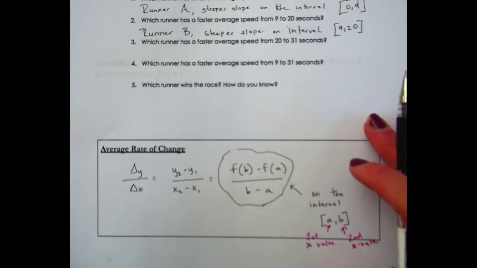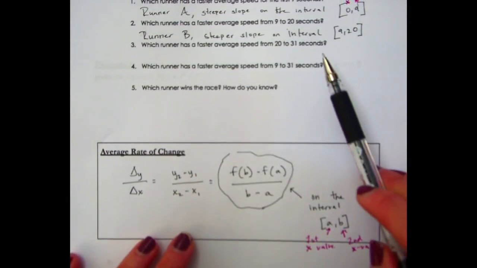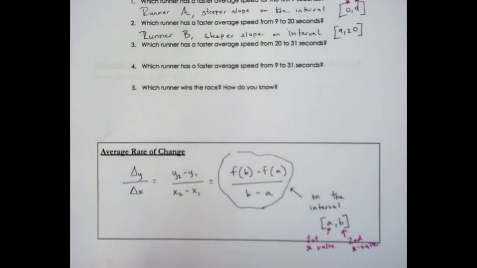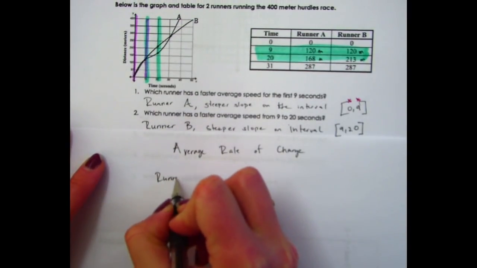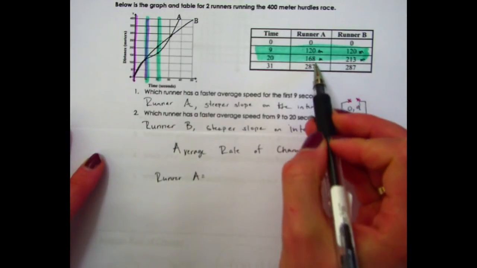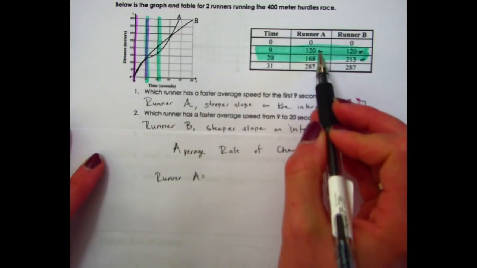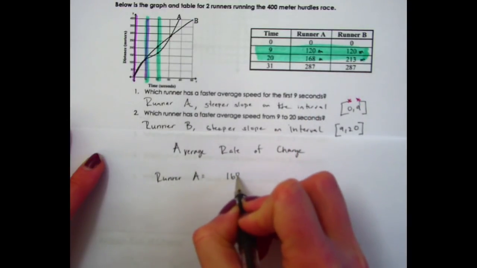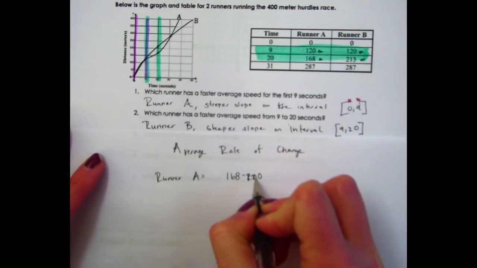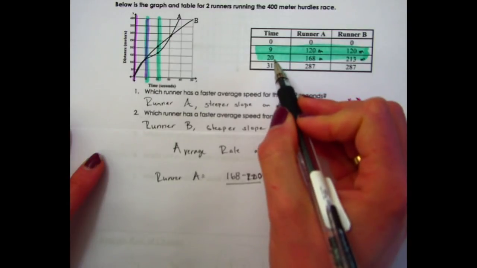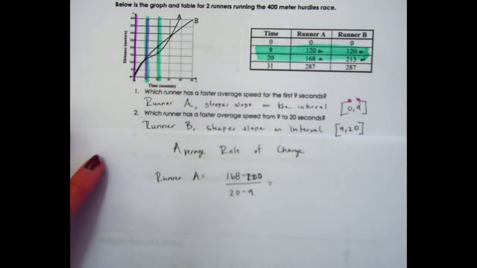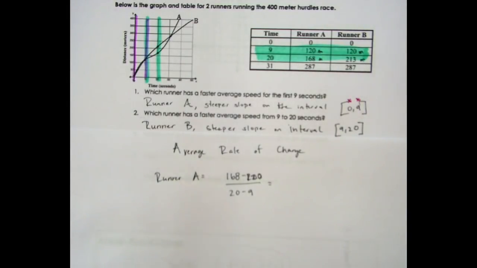So how would I calculate the average speed from 9 to 20? For runner A, I'm going to take the change in distance, the change in y, which would be 168 minus 120, and divide that by the change in x, the change in time, which is 20 minus 9. 168 minus 120. Let me grab a calculator.